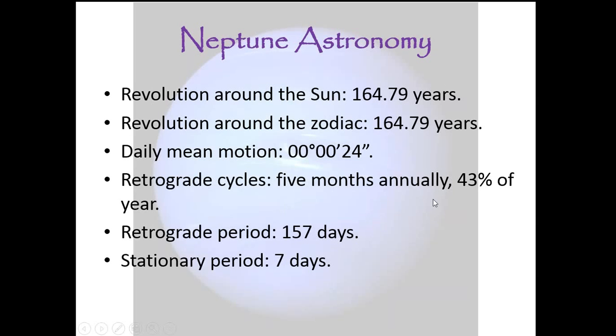Neptune's retrograde cycle, 5 months annually. 43% of the year, Neptune is retrograde. The retrograde period is 157 days. When Neptune turns stationary retrograde, it appears to stand still for 7 days. When it turns stationary direct, it appears to stand still for 7 days.